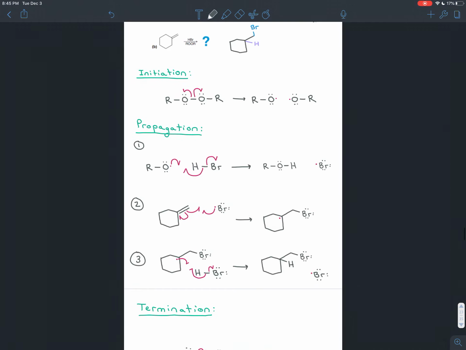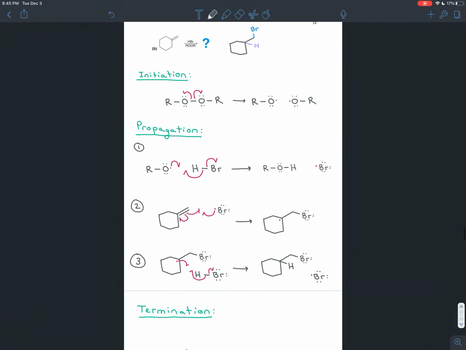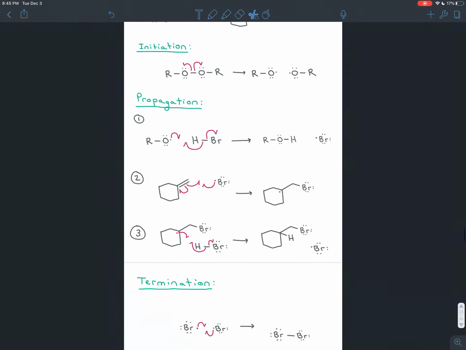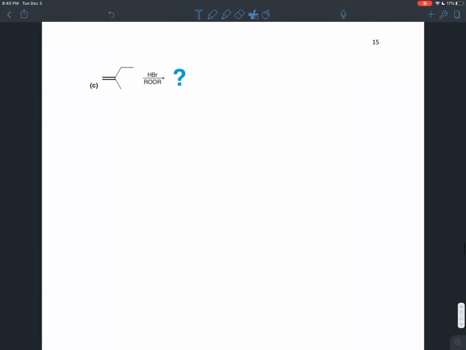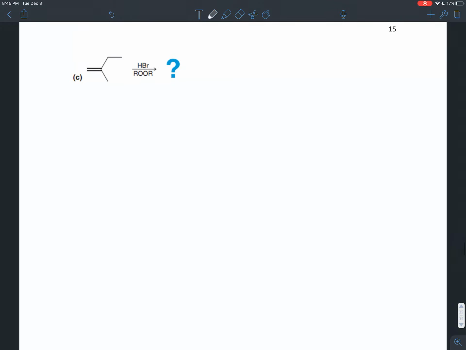So that's the mechanism for the radical addition of HBr to an alkene. Now let's do that one more time. This time with this alkene here. Now you see an alkene, you see HBr in the presence of peroxides, ROOR, and you know that that's going to be anti-Markovnikov addition.